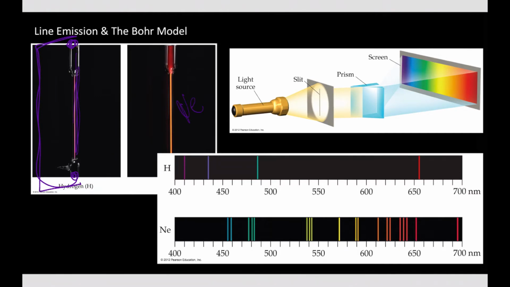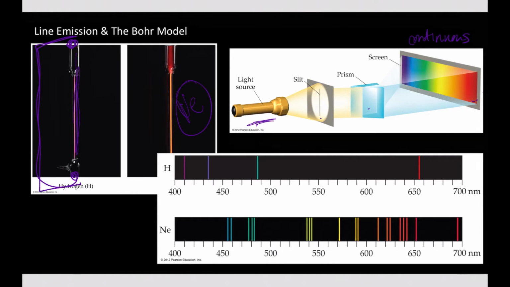This one I believe is neon, which is red. And so just talking in general, if we take something that is a white light source, focus it through a slit, and then diffract it through a prism, we end up with a continuous spectrum, like we talked about last year. This is a continuous spectrum where we see every single color.